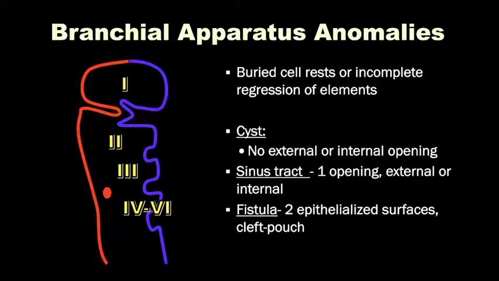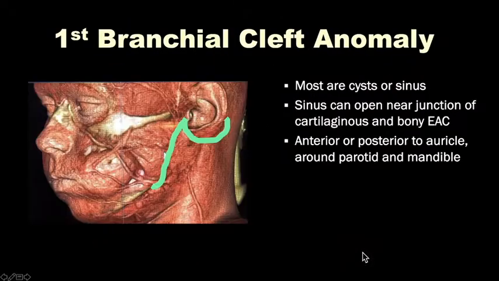An anomaly occurs if any of those embryologic structures, a pouch, cleft, or cervical sinus, completely fail to regress or obliterate. And we can have a closed system like a cyst, a sinus tract, which has one opening either externally to the skin or internally to the pharynx, or a fistula that connects two epithelialized surfaces. That's the general definition of a fistula, but in the setting of branchial apparatus anomaly, a purist would say that it should connect a cleft with a pouch, but that would be very rare.